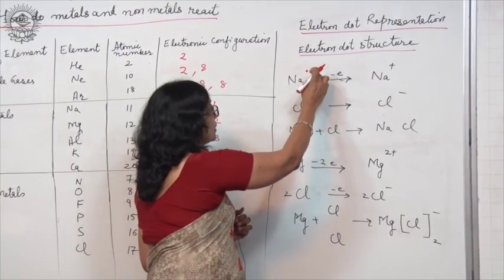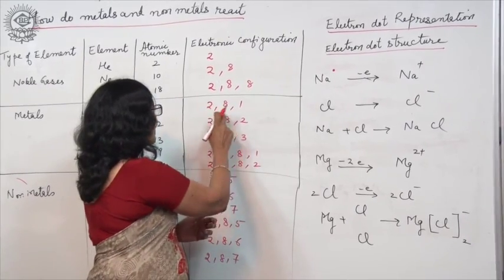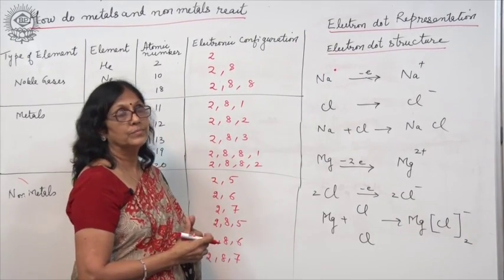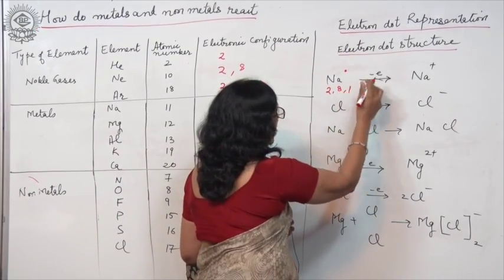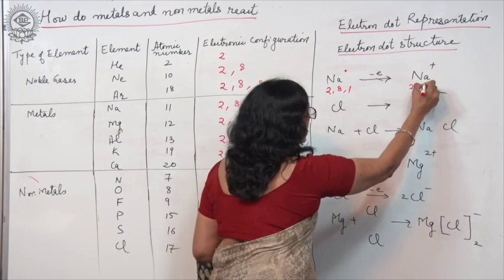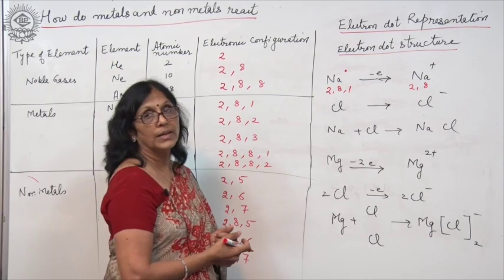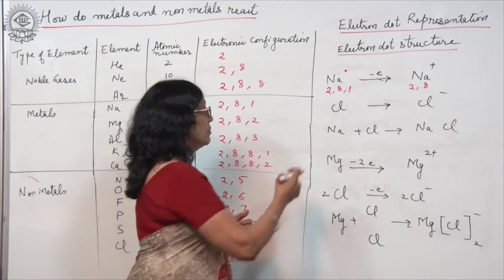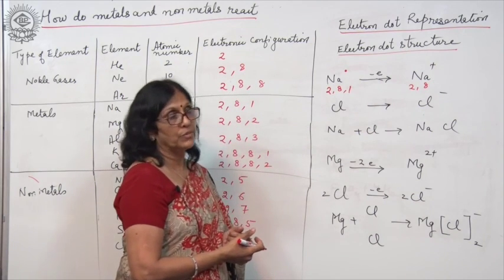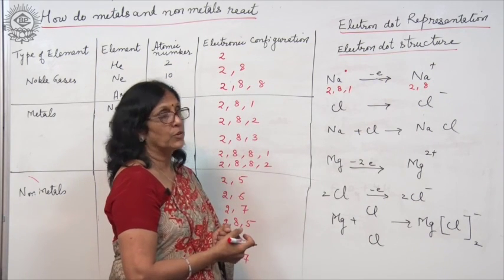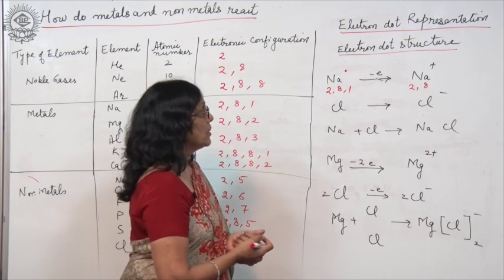If sodium loses one electron, it will attain inert gas configuration, right. So, here it is 2, 8, 1. After losing one electron, it attains the configuration of a noble gas. But by losing one electron, it also gains a unit positive charge, because number of electrons are less now and number of protons are same, that is 11. Number of electrons are 10.